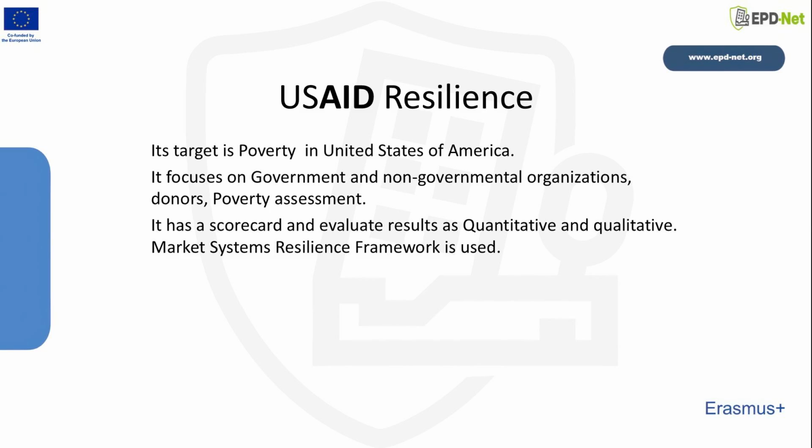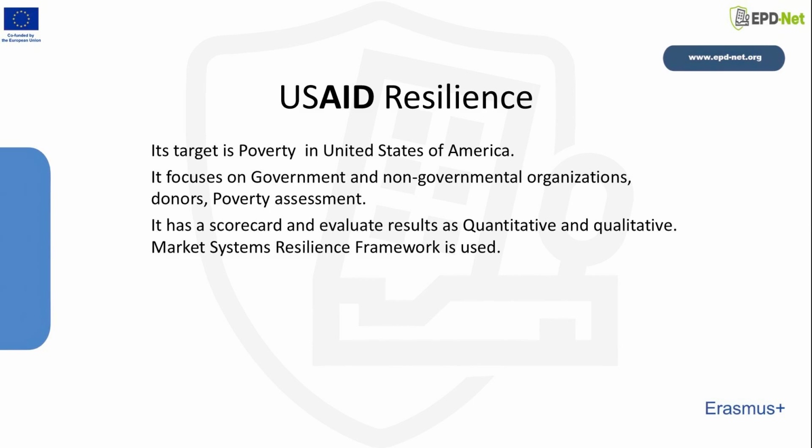USAID Resilience refers to the Resilience Assessment and Programming Framework developed by the United States Agency for International Development to address vulnerability, poverty, and shocks, especially in fragile and disaster-prone regions. Its target is poverty in United States of America. It focuses on government and non-governmental organizations, donors, poverty assessment.